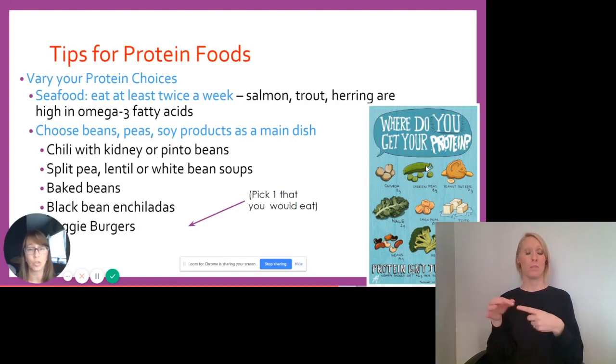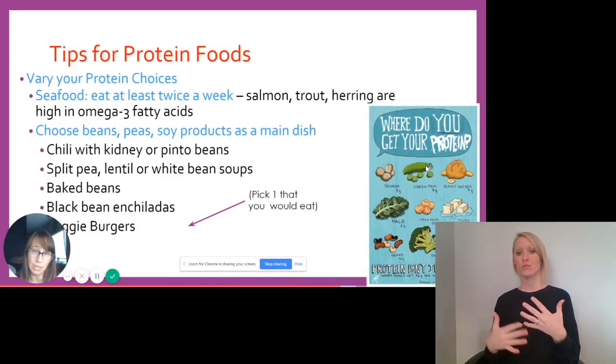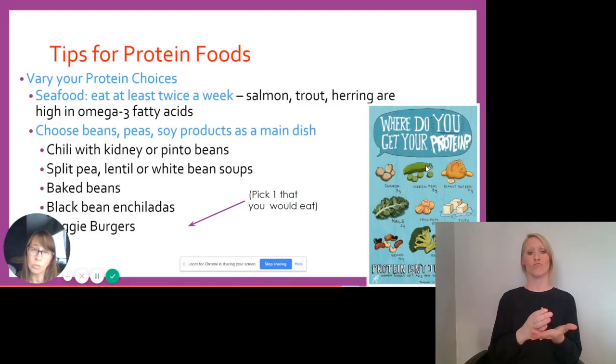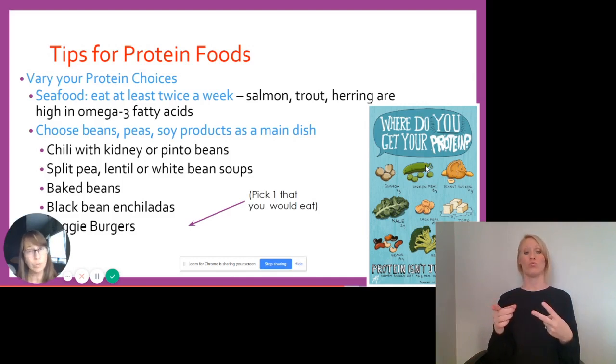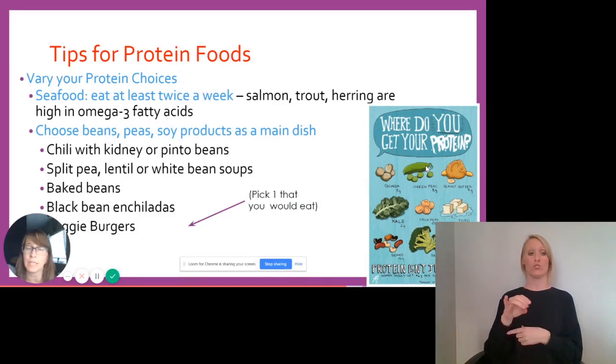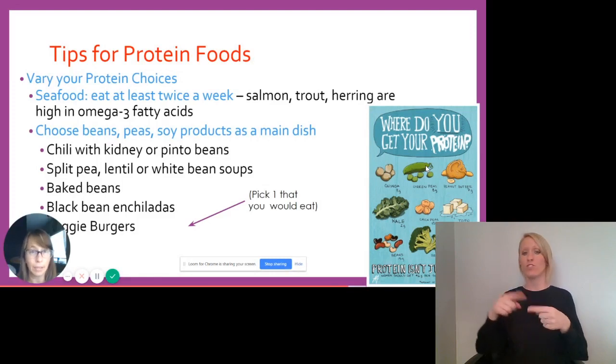Choose beans, peas, or soy products as a main dish. So there's a lot of ways that you can still get protein that doesn't require having an animal or an animal byproduct. So it says pick one that you would eat that sounds kind of yummy. You could do chili that doesn't have any meat in it, but you have maybe 3 different types of beans, like a pinto, a kidney, and a black bean, right?